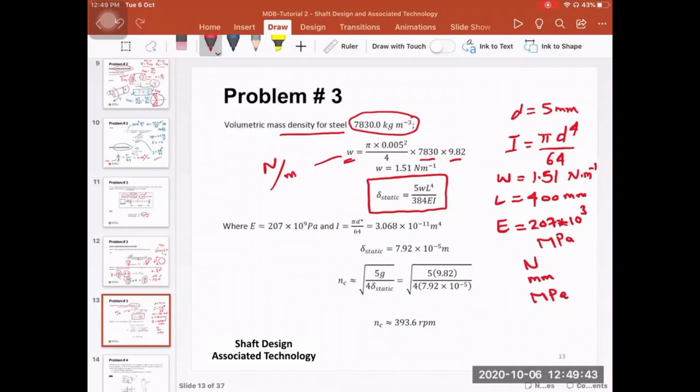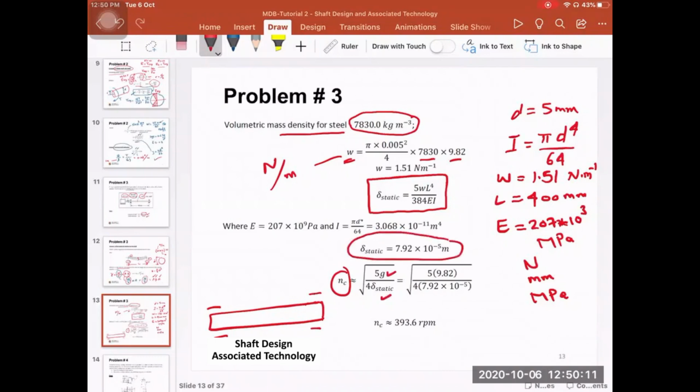Then here, the critical speed for this particular case where you have just a shaft under its own weight. This is case number C in the table. The critical speed here is equal to √5 multiplied by √(G over 4 times delta static). Delta static has already been calculated, and G is known, so substitute these values here to find the critical speed of the shaft.